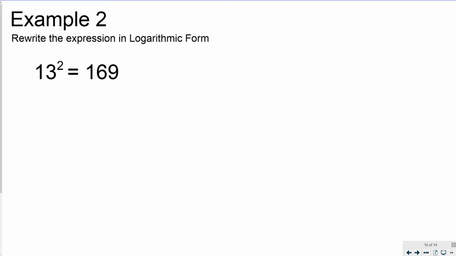So let's try it backwards. Rewrite the expression in logarithmic form. So I start off by writing the abbreviation log. In order to put the base, we need a base here. We need a number to fill in here. And we need the power over here.